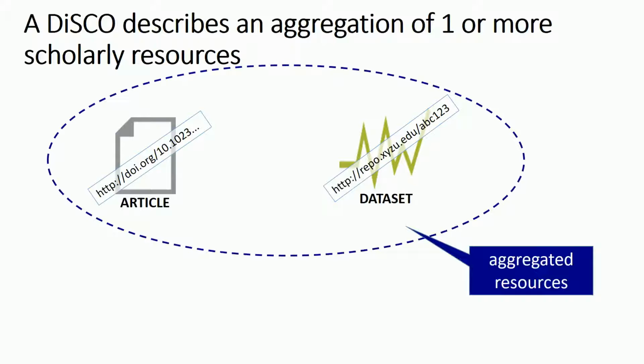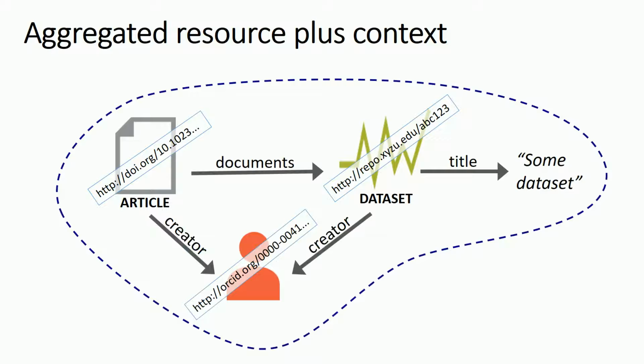So just to explain a bit more about what a DISCO is, at its simplest form, a DISCO describes an aggregation of one or more scholarly resources. So in this case, it's an article and a dataset. Optionally, you can add as much context around this as you like. So you might choose to describe the relationship between them, and you might add information like title or dates and express who contributed to the different works.